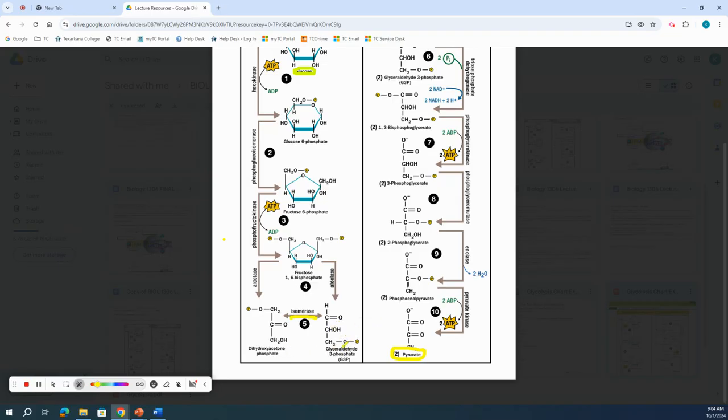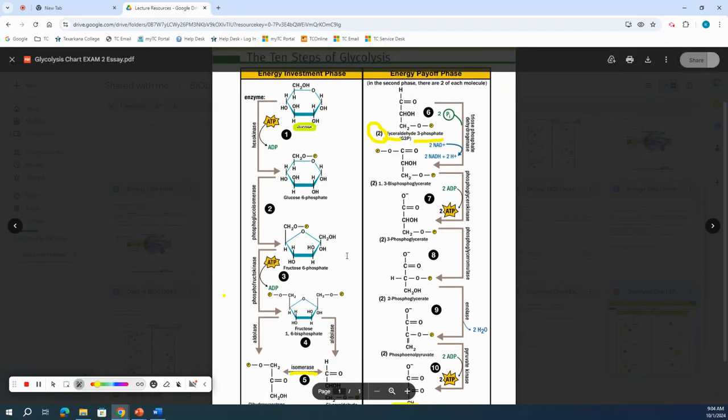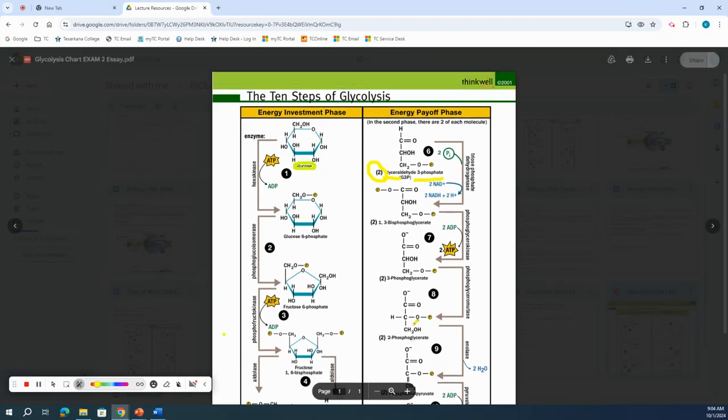All right, now what we're ending with down here in step 5 is what we're starting with up here. Okay, so there's your glyceraldehyde 3-phosphates. Notice over here, there's 2 of everything because in this first half, we split it into 2 molecules. In the second half, there's going to be 2 of everything, okay? So we're starting with glyceraldehyde 3-phosphate here.